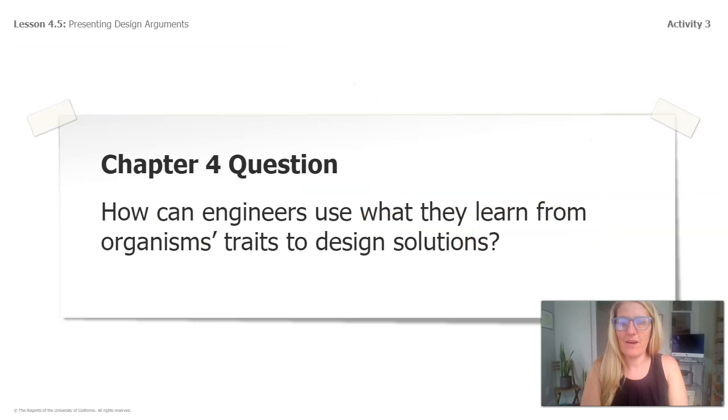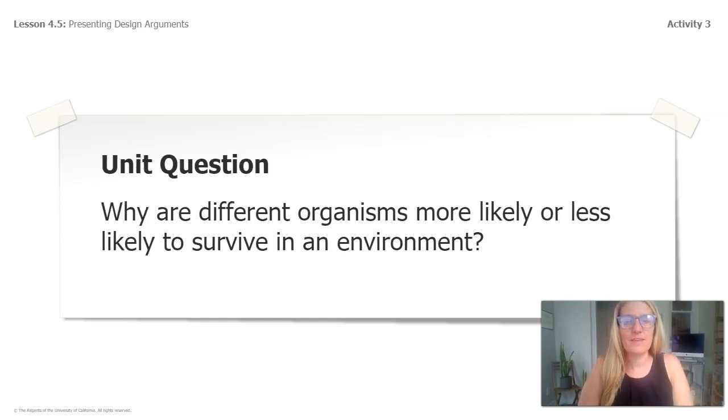So be thinking now, how could you answer this question? How can engineers use what they learned from organisms' traits to design solutions? Remember the parts of the giraffe that we used and how those traits help us design something like the robo-grazer. You might also have an answer now for this question, and this is our whole unit question. Why are different organisms more likely or less likely to survive in an environment? And I think the biggest takeaway from this is really thinking about traits.